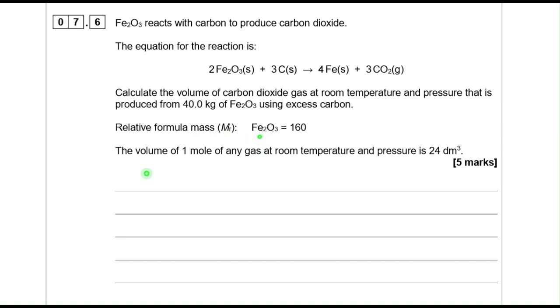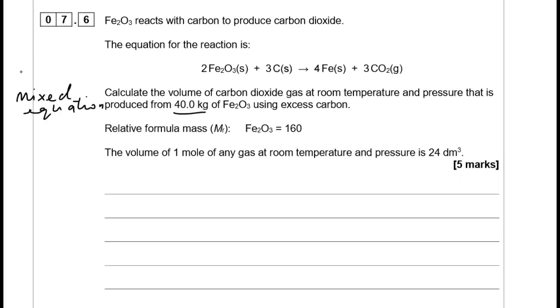The Mr for Fe2O3 is 160 and the volume of 1 mole of any gas at room temperature and pressure is 24 decimeters cubed, and this is for 5 marks. So this is what we might call a mixed calculation, where we need different formulas. And so what we need to do is do it step by step.